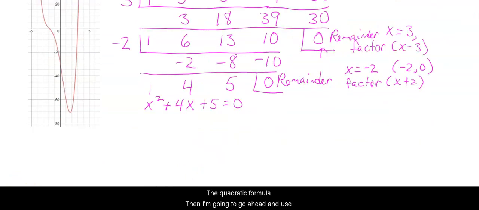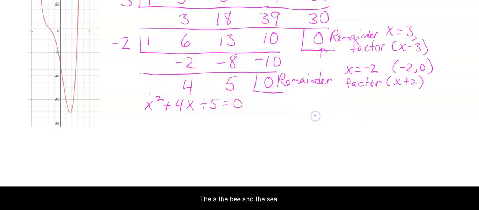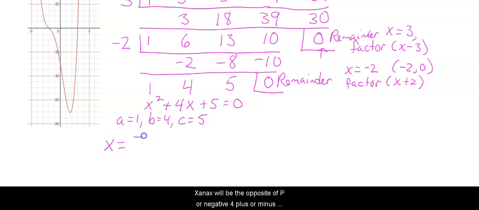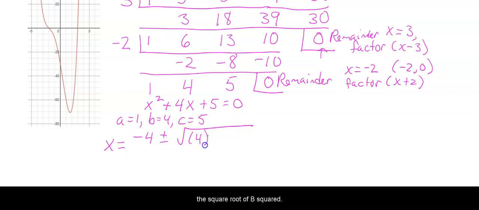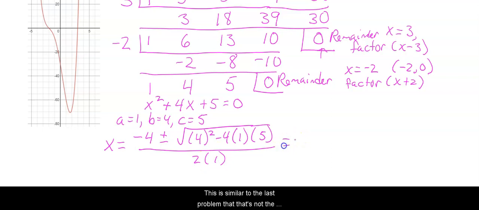For the quadratic formula then, I'm going to go ahead and use the a, the b, and the c. A here is 1, b is 4, and c is 5. Then x will be the opposite of b, or negative 4, plus or minus the square root of b squared minus 4 times a, which is 1, times c, which is 5, all divided by 2 times a. This is similar to the last problem, though that's not the way it's always going to go.